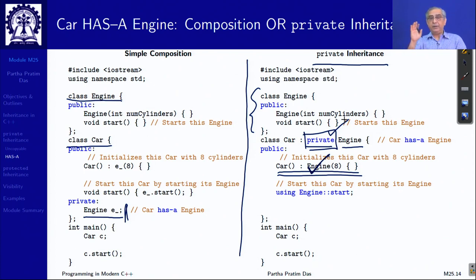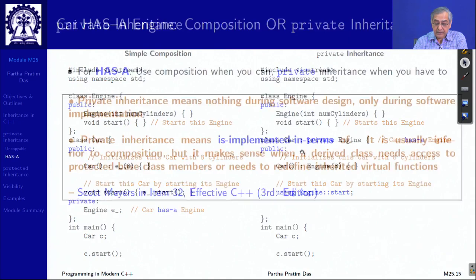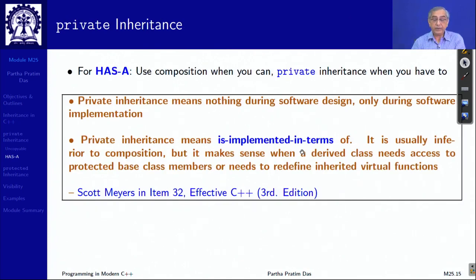But mind you, none of these are very strong use cases, but these are the places where private inheritance has been used from time to time. So, even after this possibility for has-a relationship, never use private inheritance when you can use composition; use composition whenever you can, use private inheritance only when you have to.